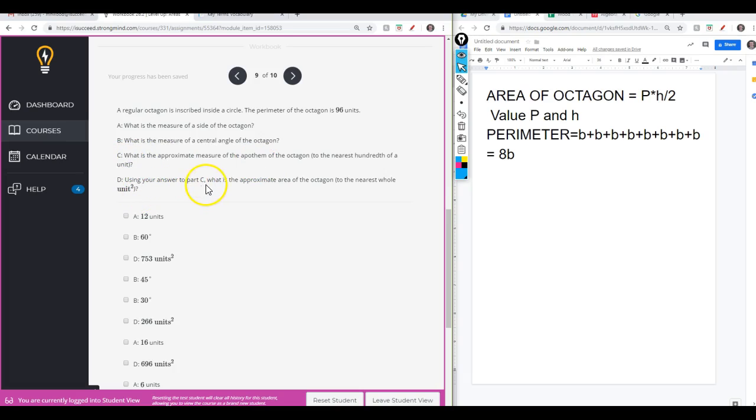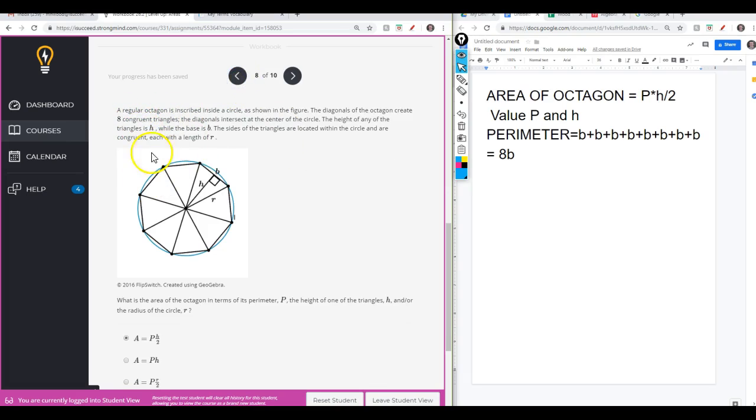Using your answer to part C, what is the approximate area of the octagon to the nearest whole unit squared? Okay, so I'm raising a question here. I'm familiar with a regular octagon inscribed inside a circle. That's what's been happening with each of these pictures, so that is something I can use as a reference.